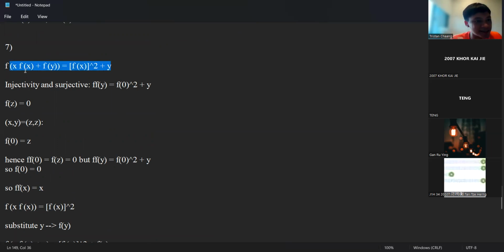Let's quickly glance through and see if it works. x squared plus y. Yep, and if it's minus, it works.